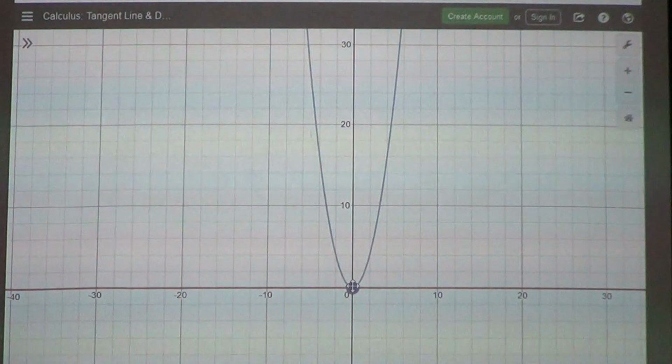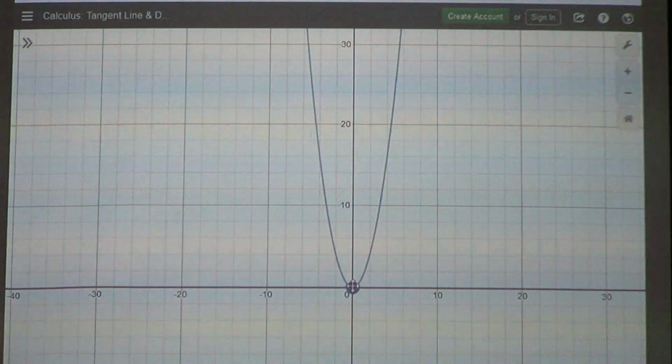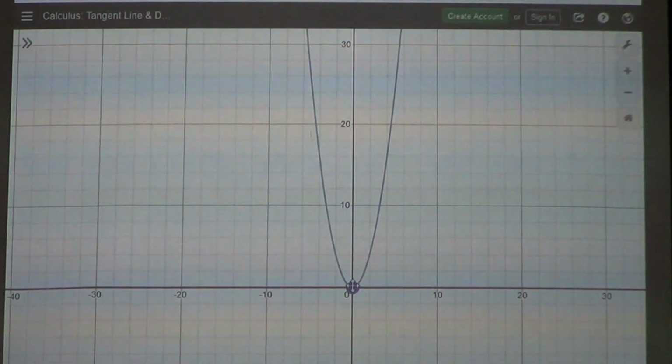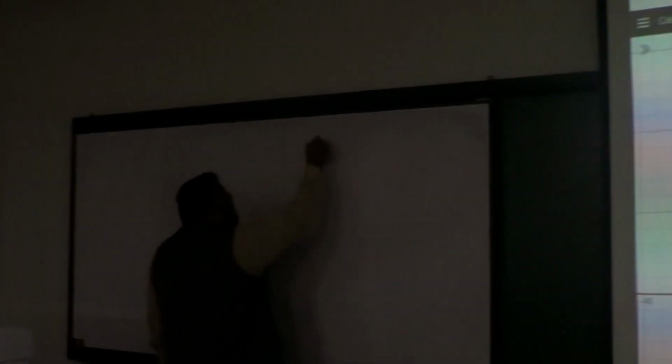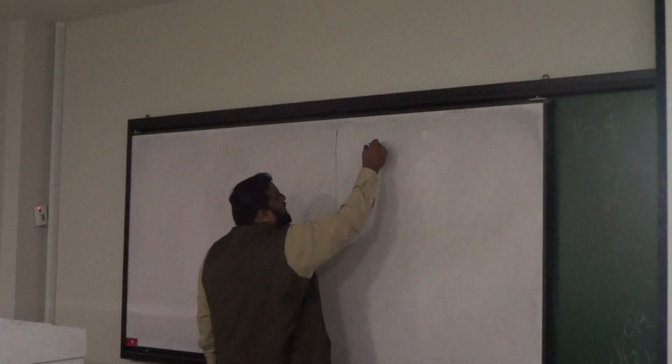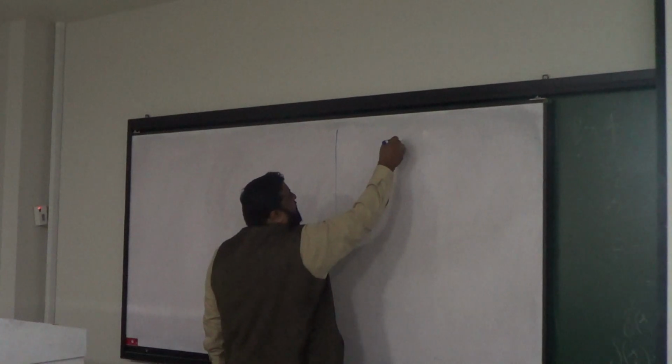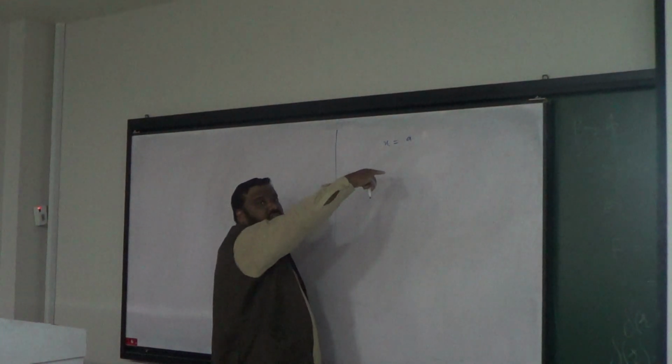So we can say what we can say. Let's just keep track of this. So I'm going to say that a point, an input for a function is minimum.